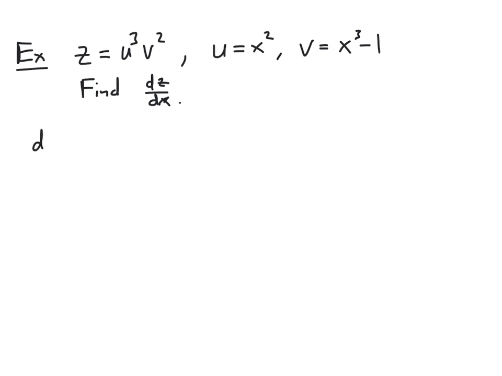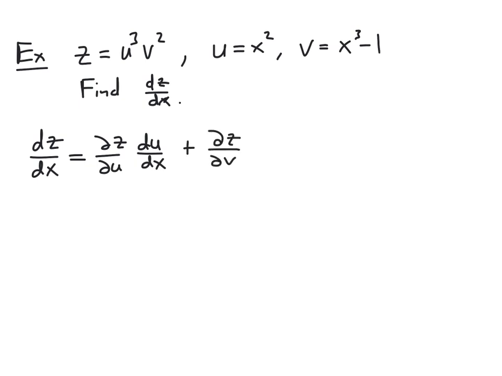So the first thing is to apply the chain rule. dz dx we know is going to be del z del u multiplied by du dx, and we're going to add to that del z del v times dv dx. So we just need to compute all of these quantities. And this is where the partial derivatives come into play. So del z del u is going to be 3u squared v squared.